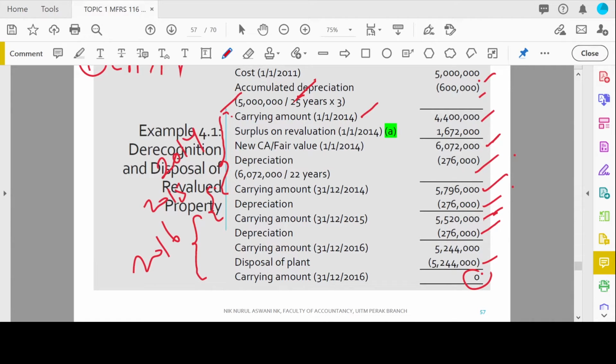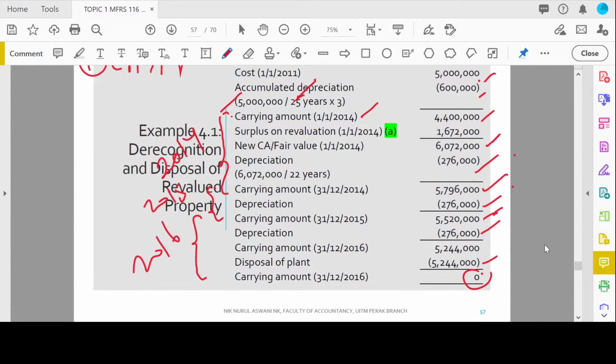So what happened in year 2014? We recognize surplus on revaluation from our revaluation of asset, and then we provide for depreciation. And don't forget the policy of the company to transfer some amount from ARR to retained earnings. That information is not here, but it is mentioned in the question. So let's see the journal entry, which I'm going to proceed with after this.